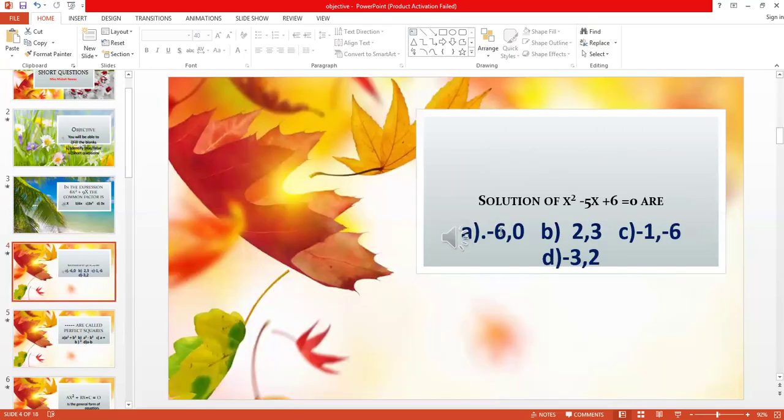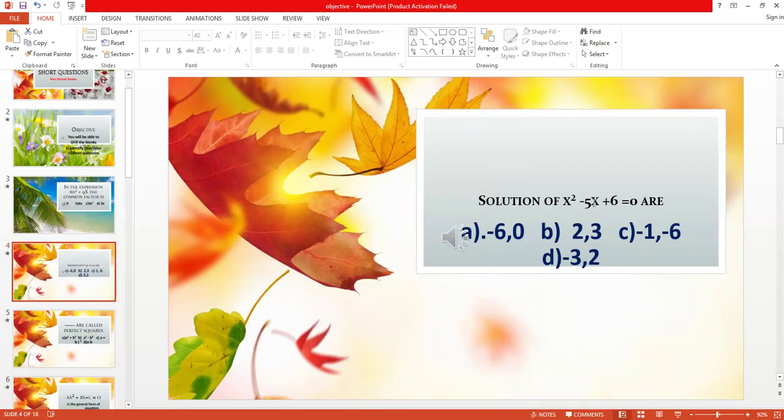Okay, now we come to the next one. They are asking for the solution of this quadratic expression. So why do we call it quadratic? Because here in the first place we have square, the power of x is 2, then we have 1, and then we have 0. If the power of x is 0, then it is equal to a constant. So we have to find the solution of this quadratic expression, that is x square minus 5x plus 6.